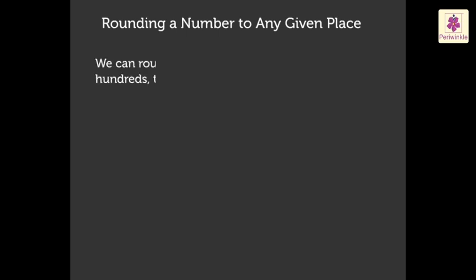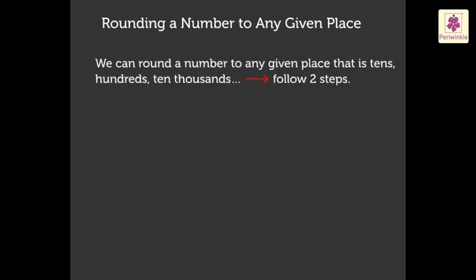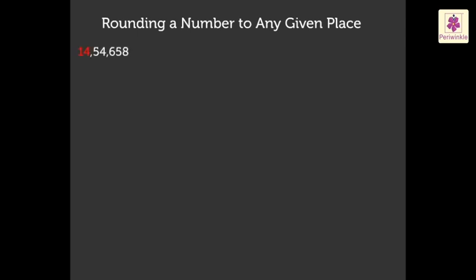Now, let us see rounding a number to any given place. We can round a number to any given place, that is, tens, hundreds, ten thousands, and so on, by following the same steps as mentioned for the thousands place. Let us take 14,54,658 and then round this number to different given places. Let us start with the tens place.